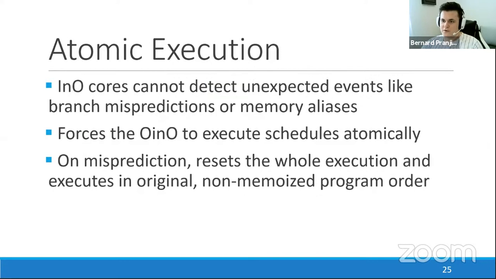So for atomic execution, a standard in-order core cannot detect unexpected events like branch mispredictions or memory aliases, because it doesn't track the correct program order of the memoized code. So therefore, the OinO is forced to execute the schedules atomically. And if there's a misprediction, it basically just resets the whole execution and executes it in the original order, which is just not memoized. So just basically normal order.